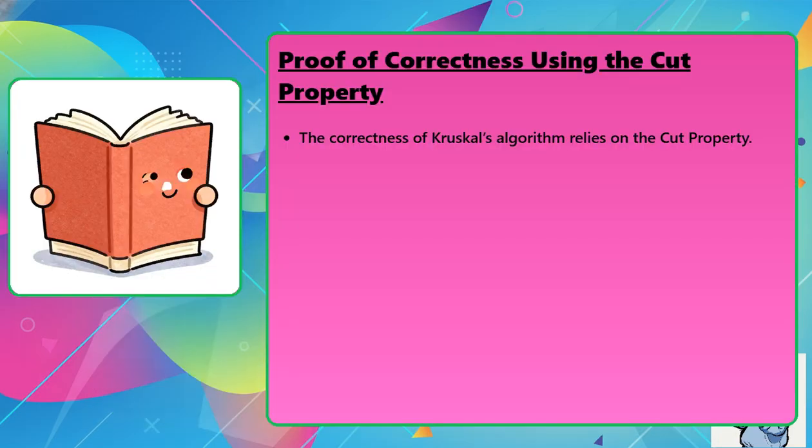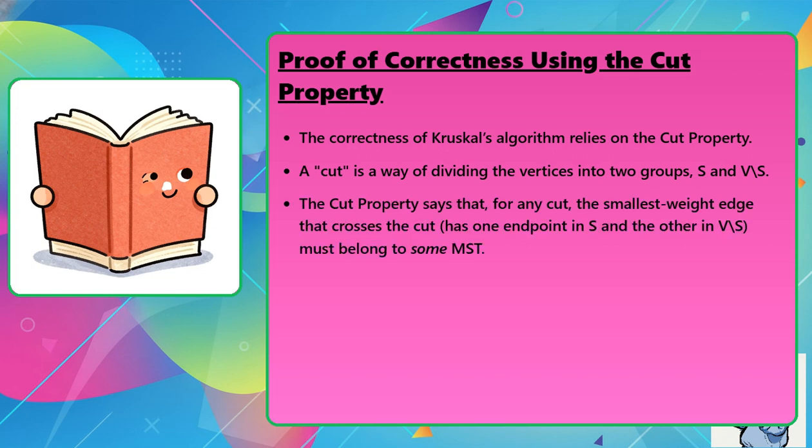The correctness of Kruskal's algorithm relies on the cut property. A cut is a way of dividing the vertices into two groups, S and V\S. The cut property says that for any cut, the smallest weight edge that crosses the cut, with one endpoint in S and the other in V\S, must belong to some MST.